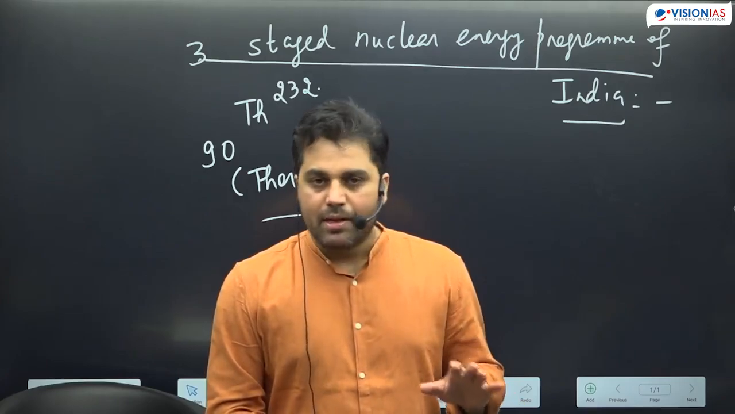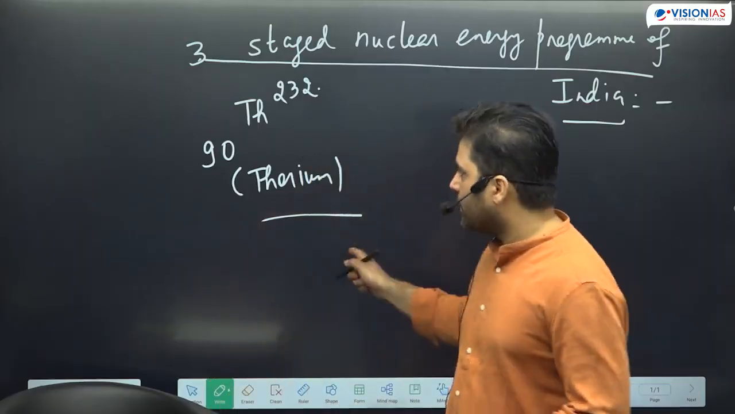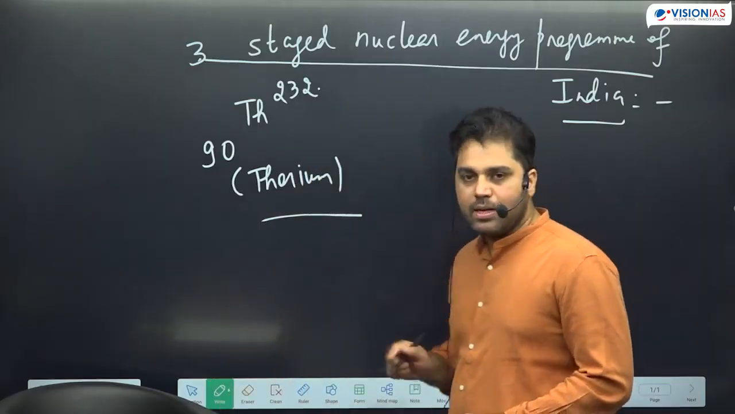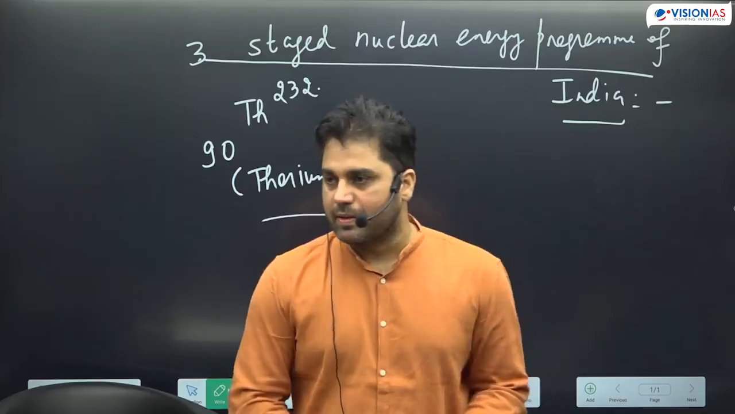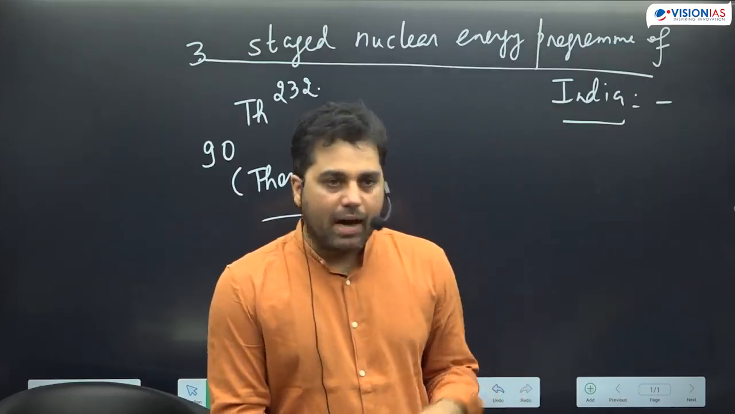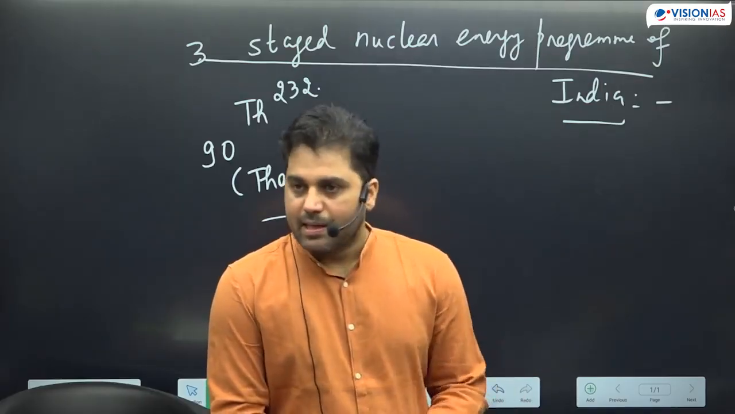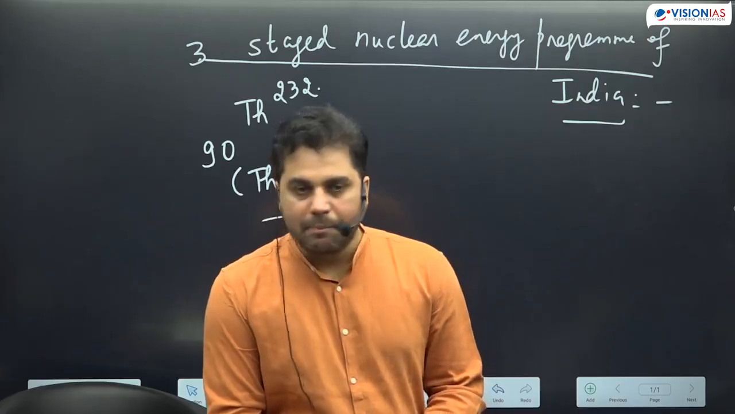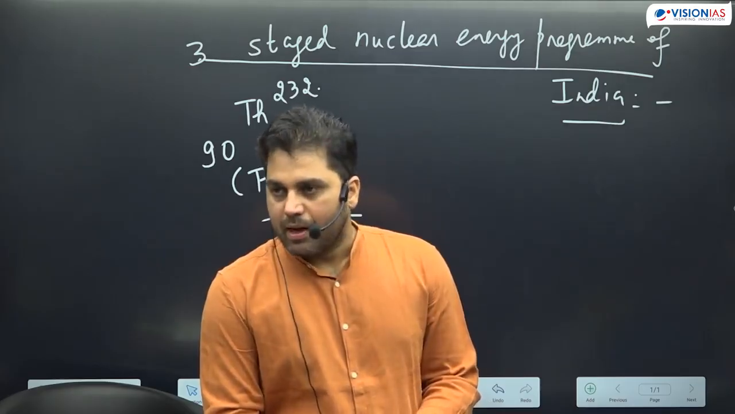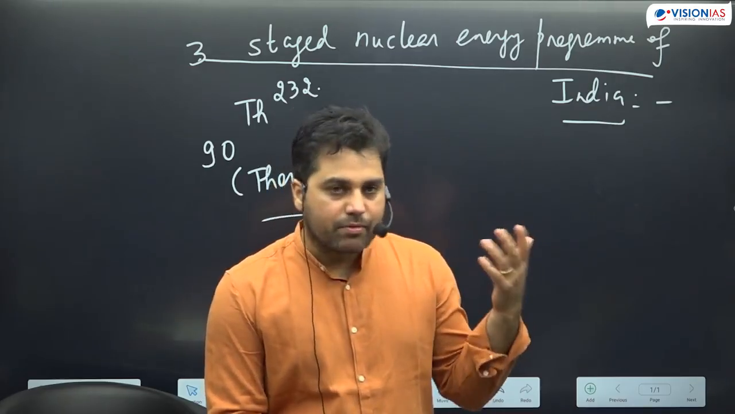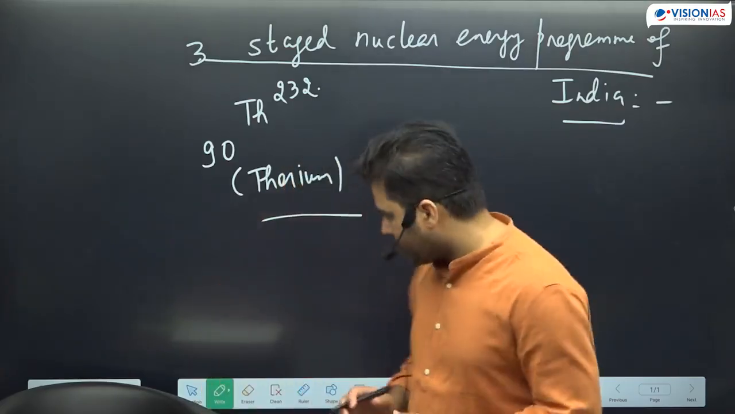The problem is that uranium-238 is not a good fissile material, and neither is thorium-232. But they can be converted into good fissile material. We can have a nuclear reaction where they are converted into something else, and that something else will become a good fissile material. But for nuclear reactions, we need a lot of energy, and that energy can be taken from the nuclear reactor itself. So why a 3-stage program? What did it actually include?